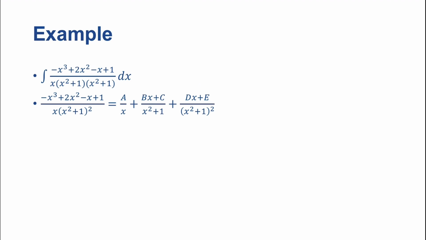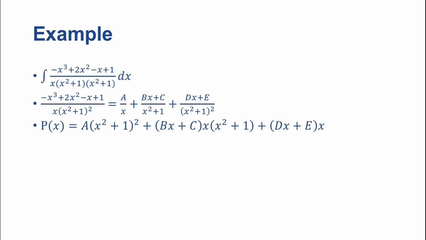We set negative x cubed plus 2x squared minus x plus 1 over x times, combining this, x squared plus 1 quantity squared, equal to A over x plus Bx plus C over x squared plus 1 plus Dx plus E over x squared plus 1 quantity squared. Now we want to multiply everything by the lowest common denominator. This gets pretty repetitive, we've been doing this the whole time. So we get p of x. I don't want to write all of this out, so we're just going to call this p of x.